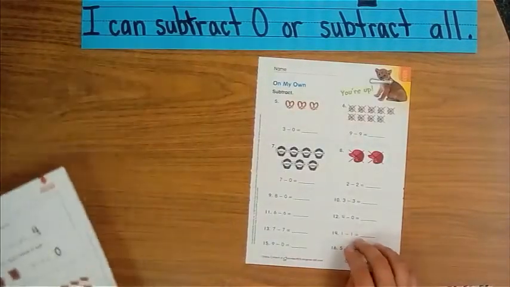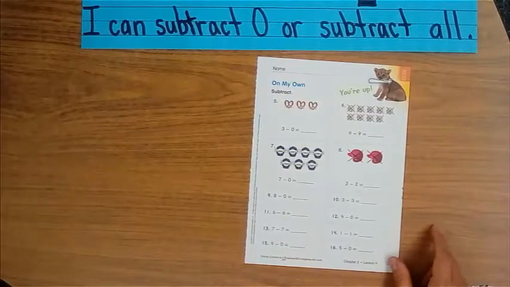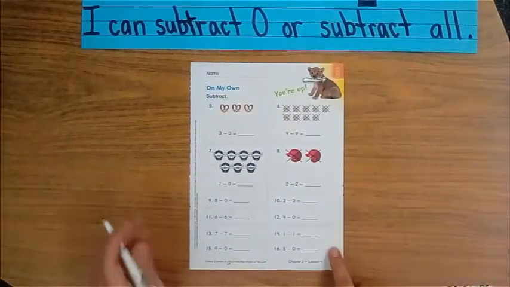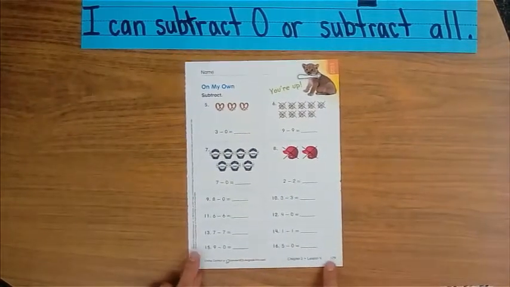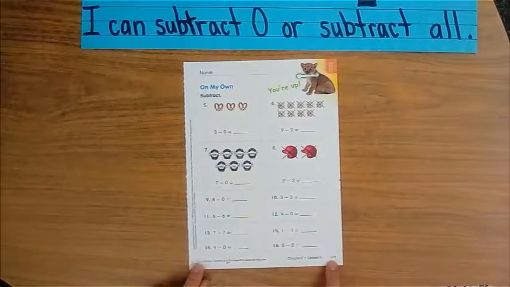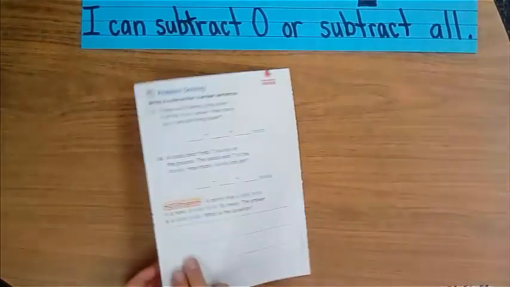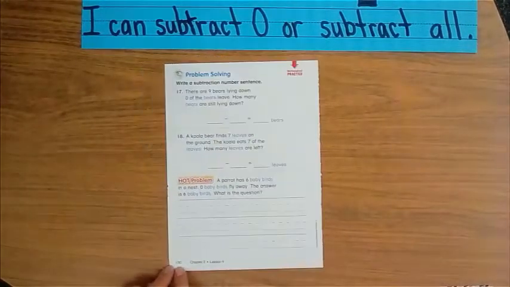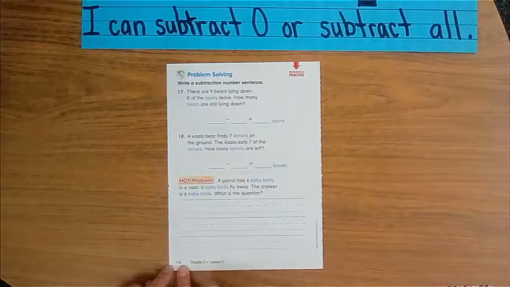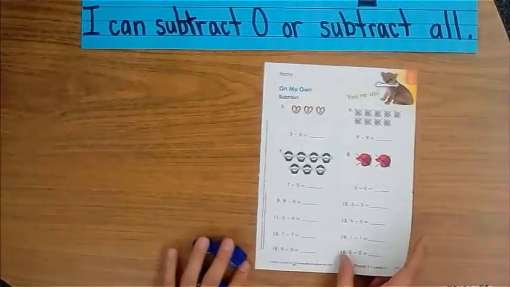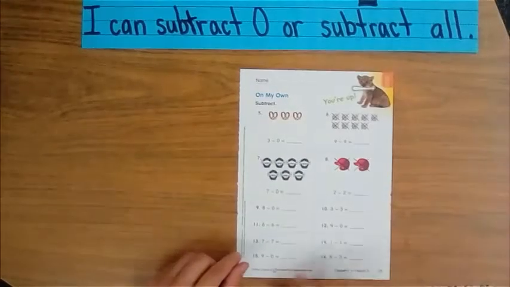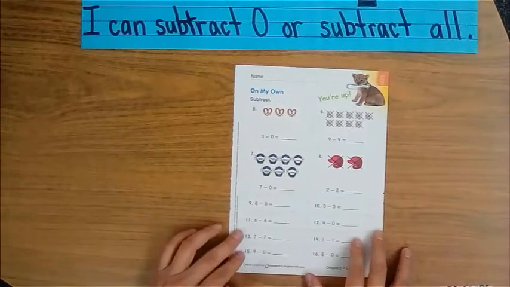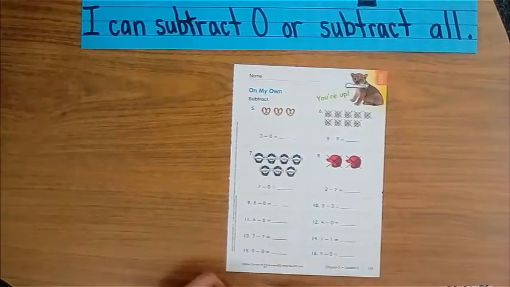Okay, so now let's go to the next page. So this is on my own page. So you need to do page number 129, and you need to do page 130 by yourself. You may use your blocks if you want, or any other math tools that you want. All right, great job. Let's check your answers, see if you got them right.